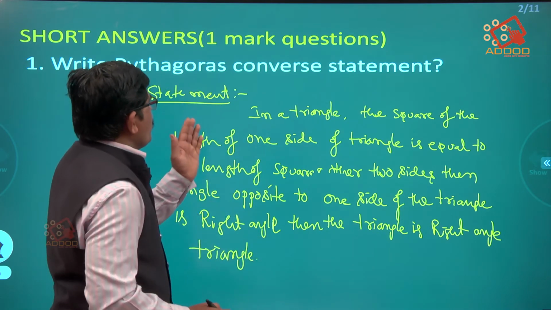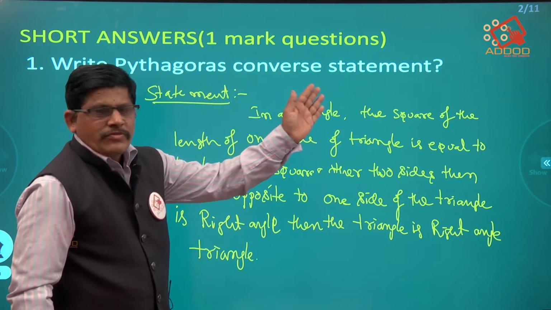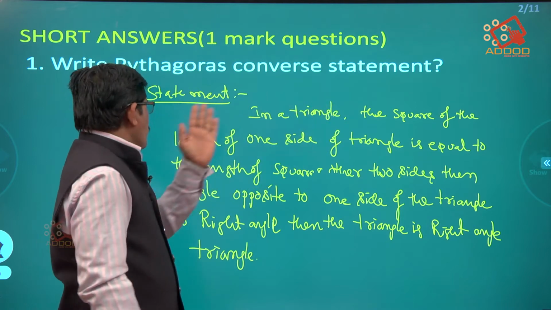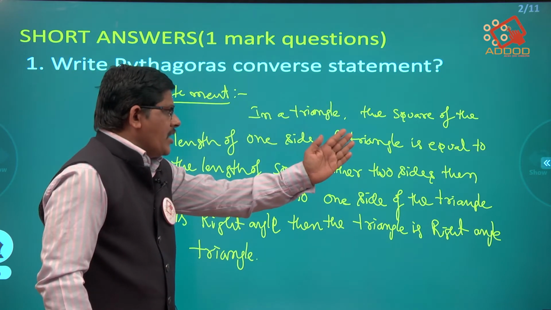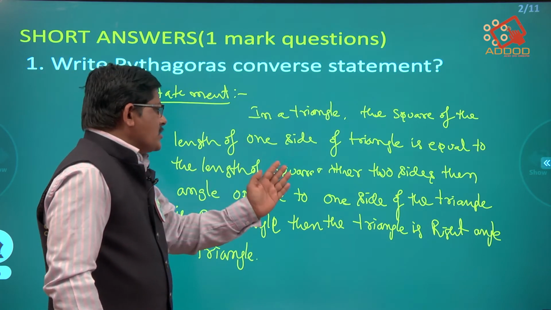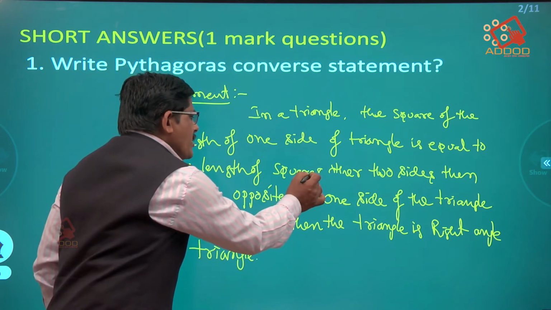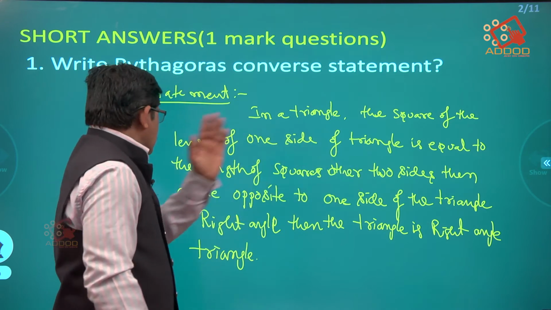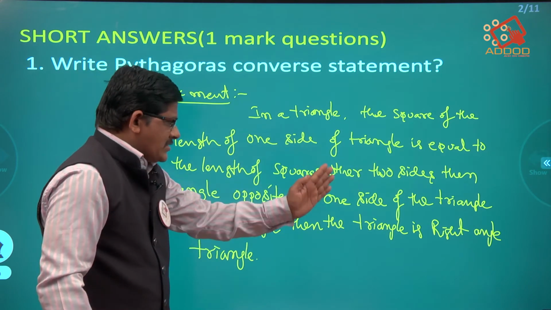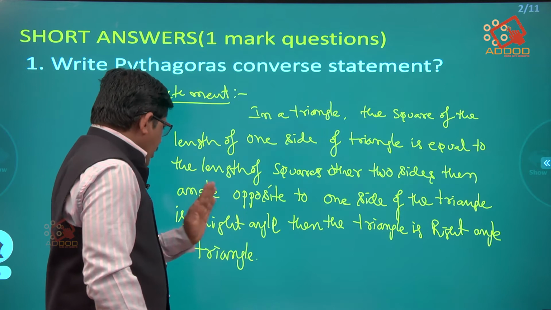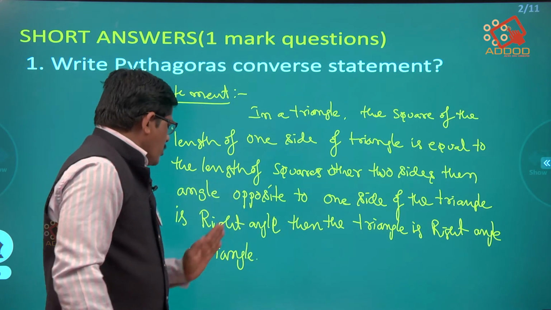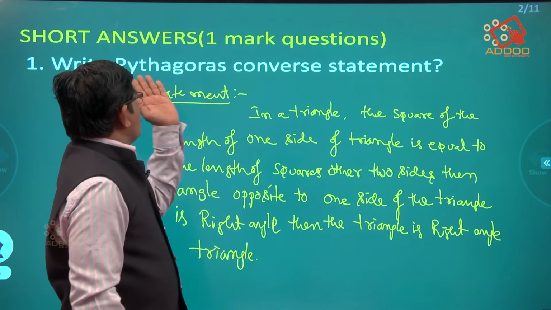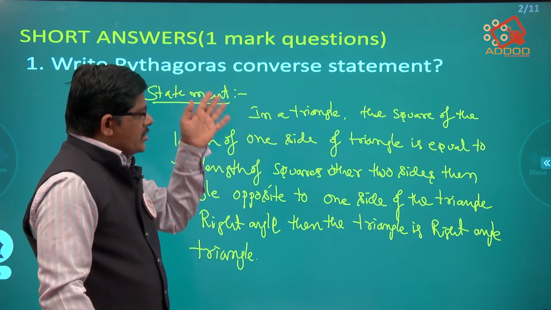This is the statement of the Pythagoras converse. Once again, see here, my dear students: in a triangle, the square of the length of one side of a triangle is equal to the sum of the squares of the other two sides, then the angle opposite to that side of the triangle is a right angle, then the triangle is a right angle triangle. This is the converse of the Pythagoras theorem.